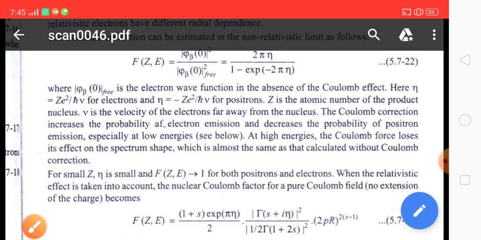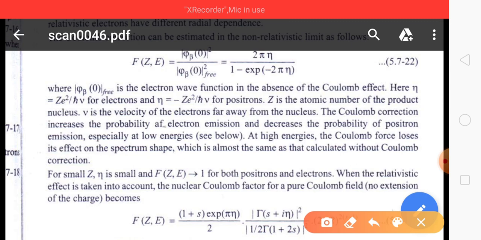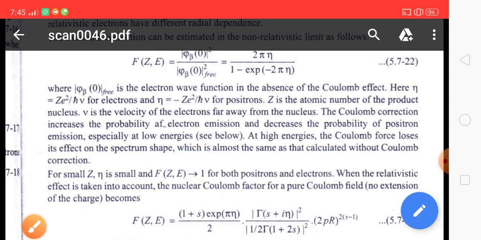So eta is equal to plus Ze squared divided by h cross v for electrons, and minus Ze squared divided by h cross v for positrons. Z is the atomic number of the product nucleus, and v is the velocity of the electron far away from the nucleus.